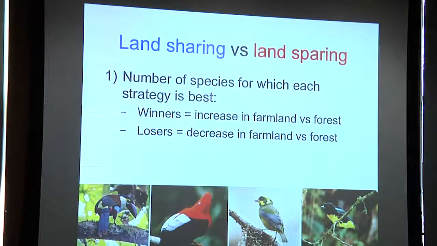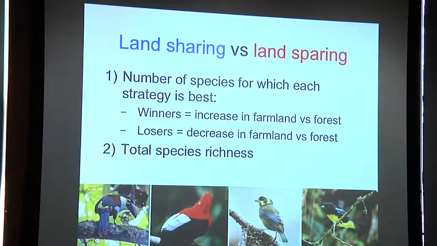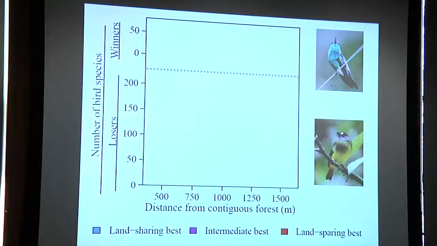I'll present a couple of metrics we've looked at. Firstly, we may look at the number of species, count up the species for which each strategy is best, and we can divide that by species that were winners from farmland and species that were losers from farmland. And we could also ask about the total species richness or taxonomic diversity within our landscapes. So this is what we find.